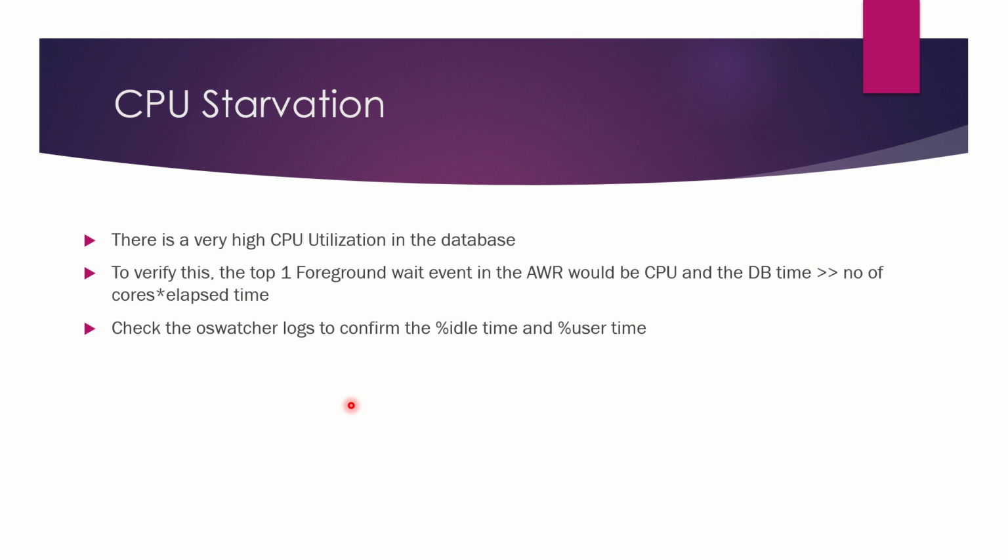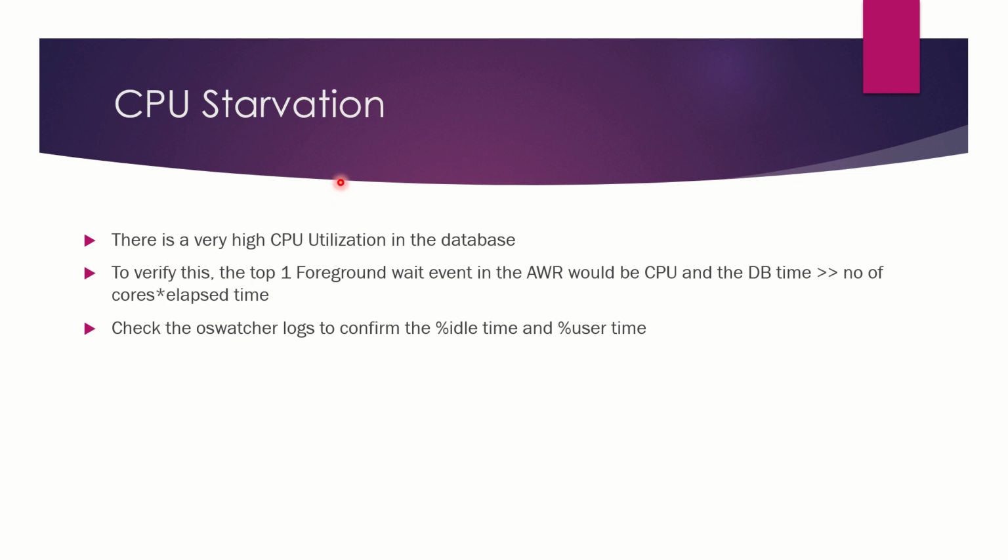Now the next cause again at the database level is your CPU starvation. This means that everything is fine at the script level, but somehow the database server is having very high CPU utilization, and this can be due to multiple reasons. Having very high CPU utilization means that the processor is not able to give you enough resources to execute your query.